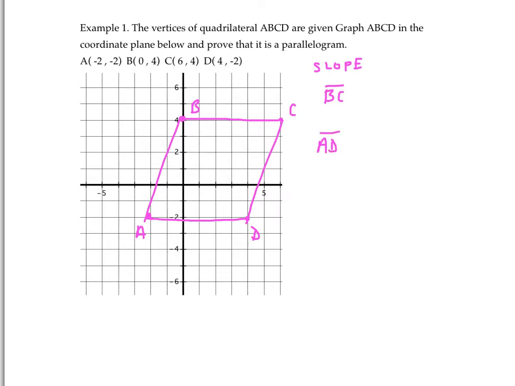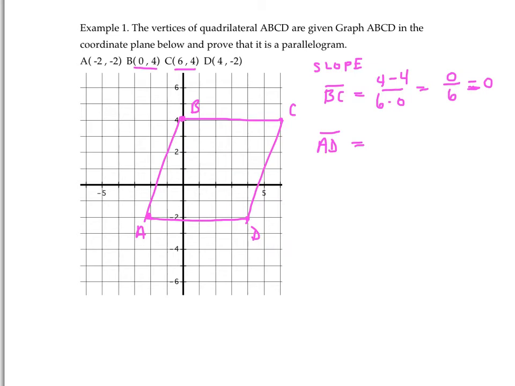Now, since we have these points graphed, you can just take a look at the graph and find the slope. Notice that they're both horizontal line segments, so the slope will be 0. But just to be sure, I'm going to plug my points into the slope formula. So I would do 4 minus 4 for the change in the y values, and I would divide that by 6 minus 0. 4 minus 4 is 0 over 6, which is 0.